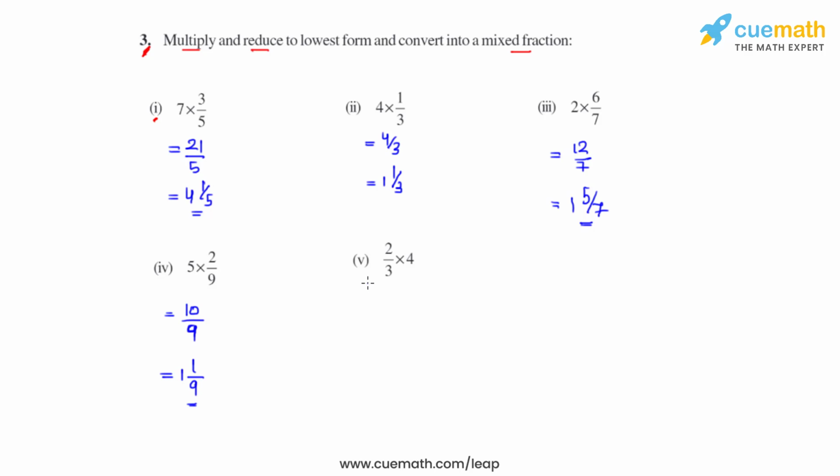Similarly, solving the fifth bit, which says 2 over 3 times 4, the product of these two will be 2 times 4, which is 8, divided by 3. On division, we get the quotient as 2 and the remainder also as 2. So the mixed fraction for this will be 2 2/3. Now we'll go on to the next set of bits.